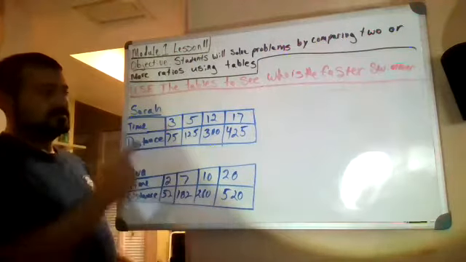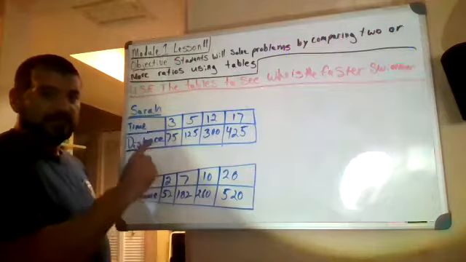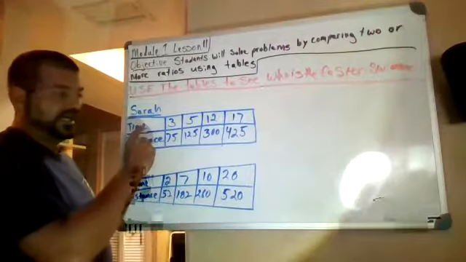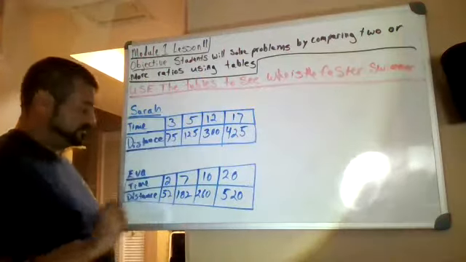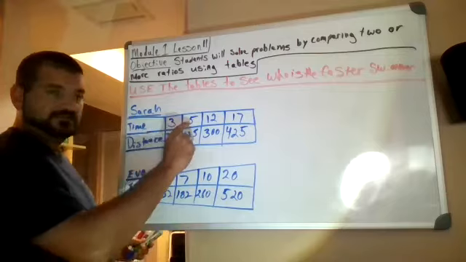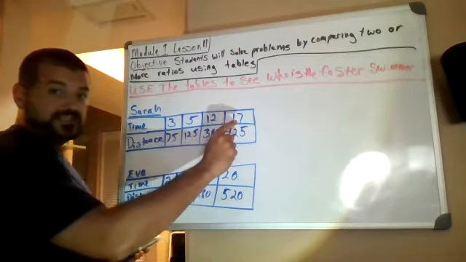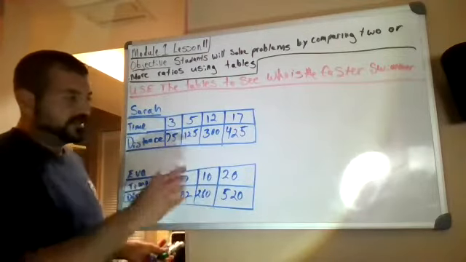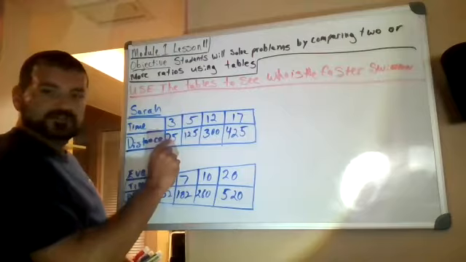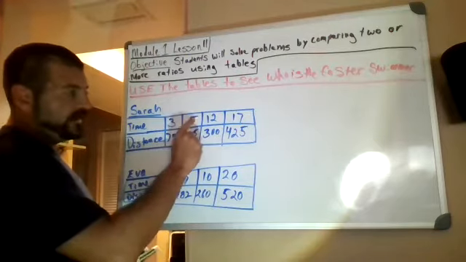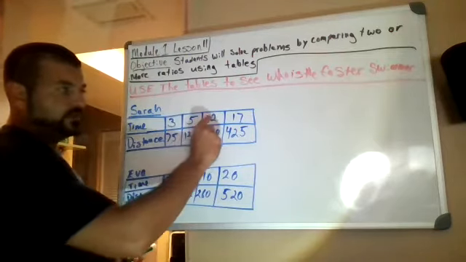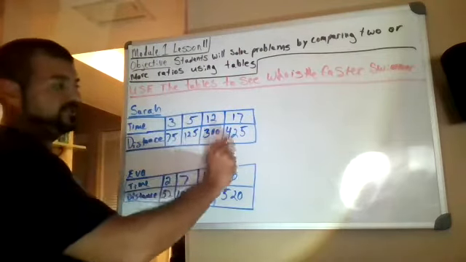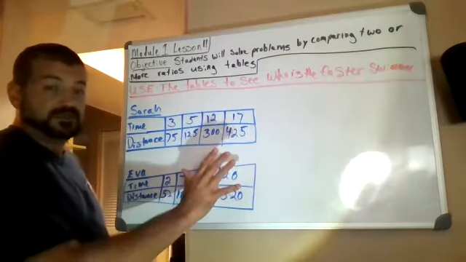Here, Sarah is a swimmer. The time is in minutes: 3 minutes, 5 minutes, 12 minutes, and 17 minutes. And this is distance, and we're going to say it's in meters. Let's go metric. So in 3 minutes, she swam 75 meters. In 5 minutes, she swam 125. In 12 minutes, she swam 300. And in 17 minutes, she swam 425 meters.